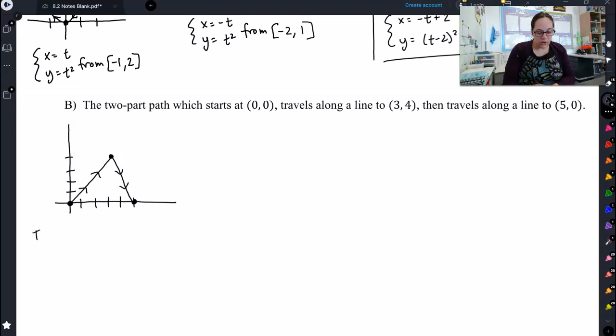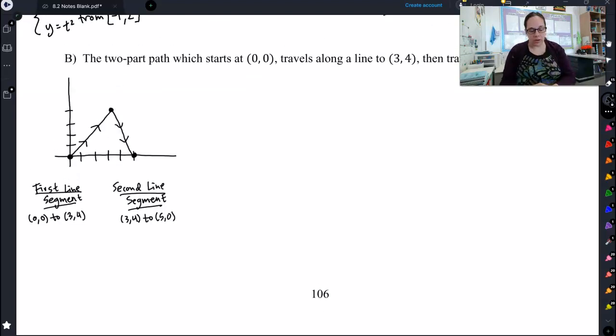So let's just start by doing this as 2 line segments. We have our first line segment that goes from 0, 0 to 3, 4. And then we have our second line segment that goes from 3, 4 to 5, 0. So we're just going to use the rules we learned in our last video to make 2 separate parametric equations. Both of them are line segments using our line segment rules.